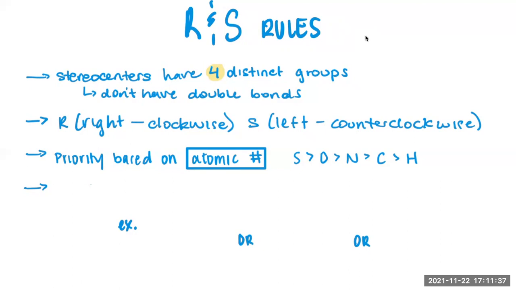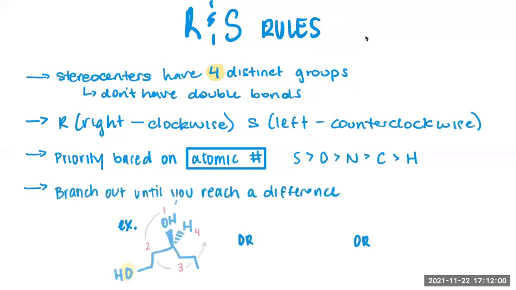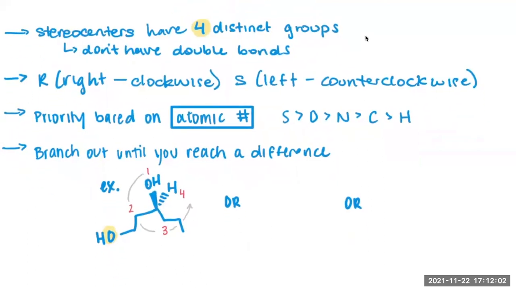And so those priorities, sometimes we don't have to branch out, okay? But sometimes we're in a situation where we have two of the same atom, like two oxygens or two carbons. So then we need to branch out, okay? And how long do we need to branch out? Well, until we see a difference, okay? So until we see a difference.